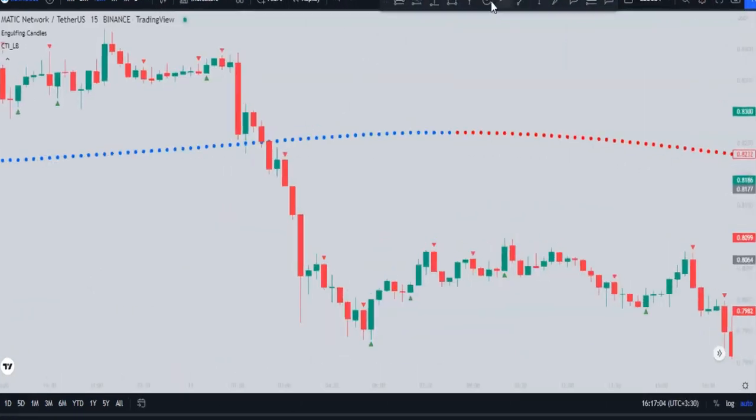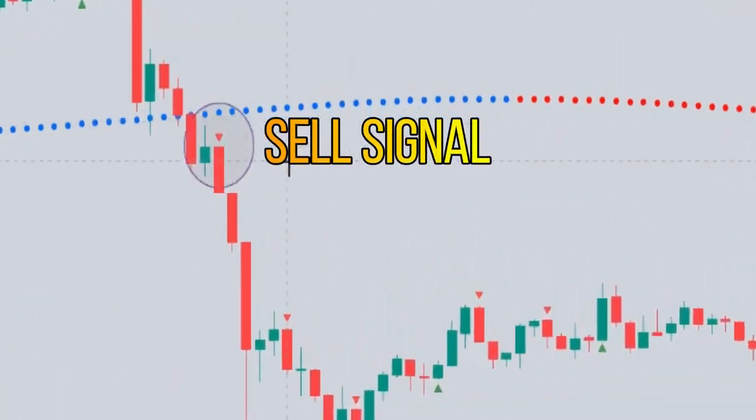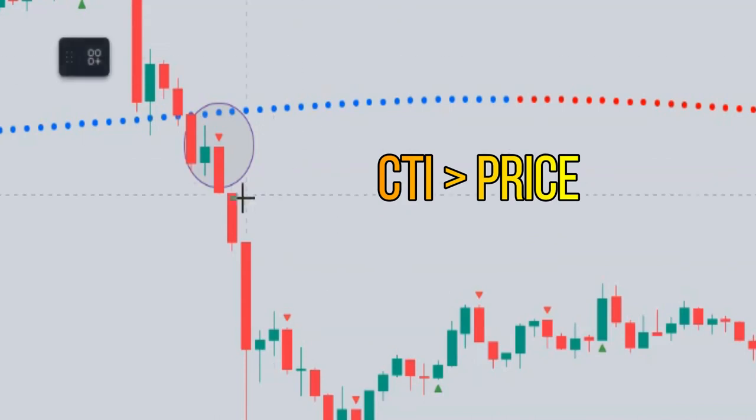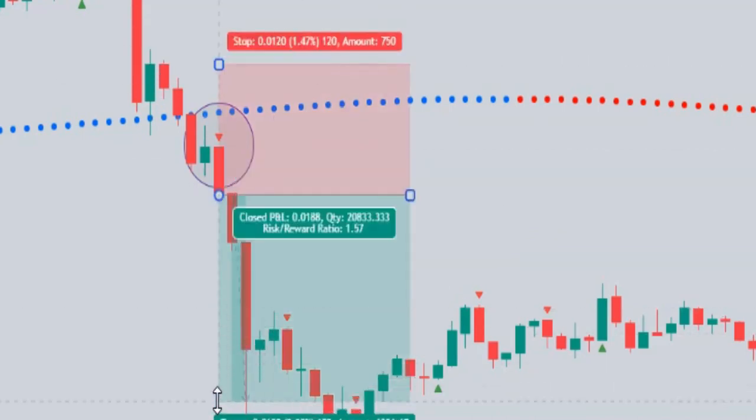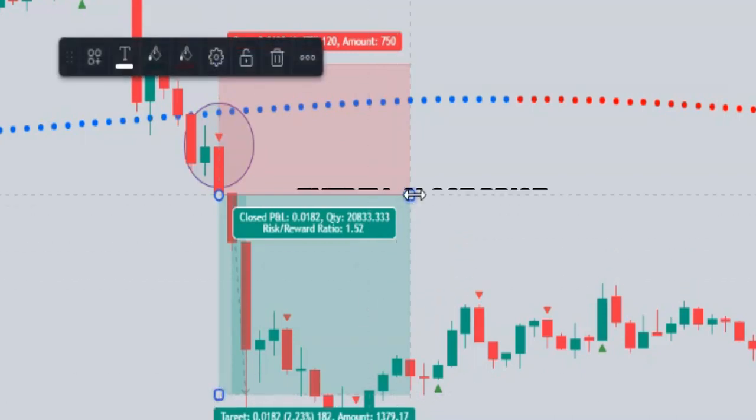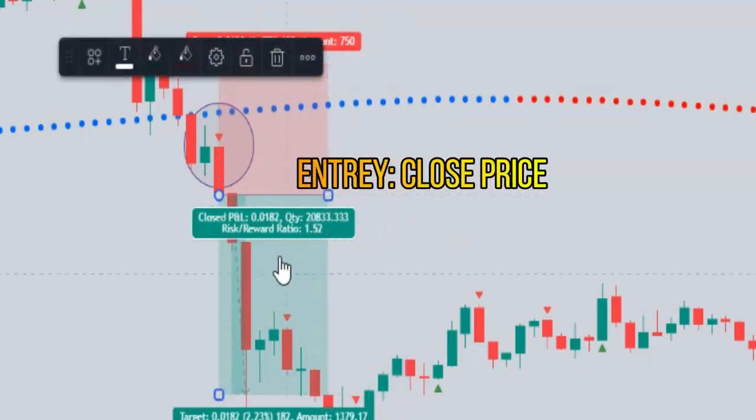There's a red triangle above the candle and the CTI indicator is above the candle, so we can take the red triangles into consideration. So this sell signal is valid and we can put our sell order at the close price of the trigger candlestick.